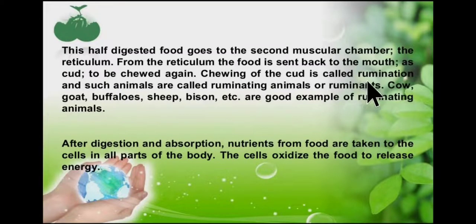Chewing of the cud is called rumination, and such animals are called ruminants. Cow, goat, buffaloes, sheep, bison, etc. are good examples of ruminants. After digestion and absorption, nutrients from food are taken to the cells in all the parts of the body. The cells oxidize the food to release energy, that is called respiration.